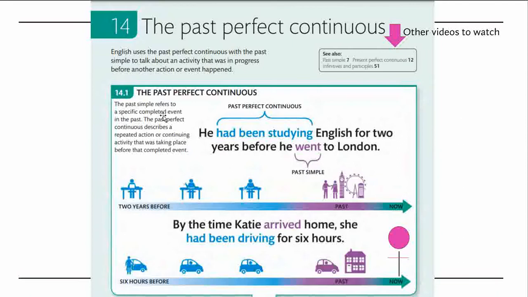The past simple or the simple past tense refers to a specific completed event in the past. Now when we say specific completed event in the past, that means it has a certain specific time zone mentioned to it. Also the action becomes specific. Because it becomes specific, we use simple past tense. Now for a non-specific, that means a continued duration, we will look at the past perfect continuous tense. The past perfect continuous tense describes a repeated action or continuing activity that was taking place before that completed event.